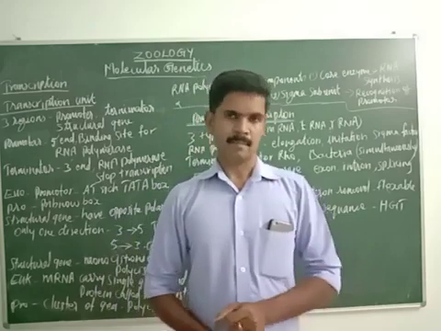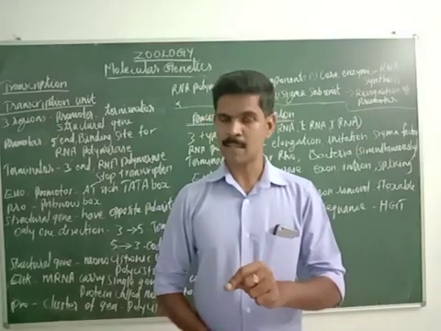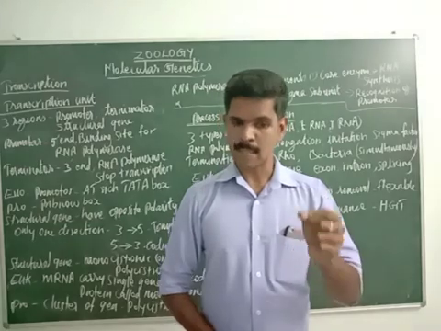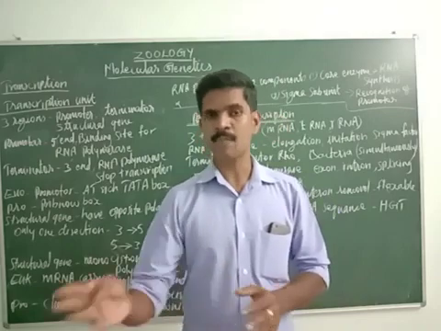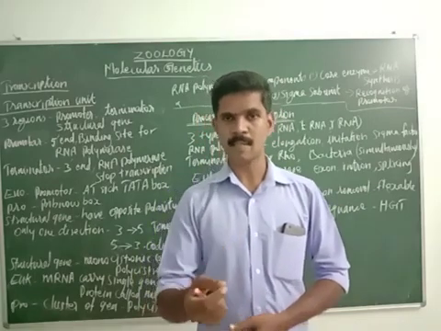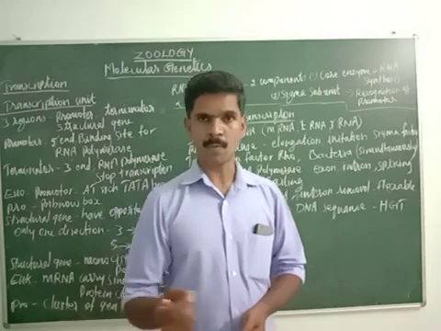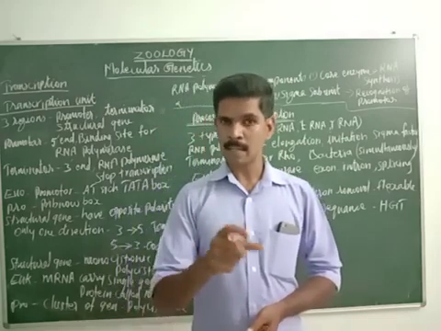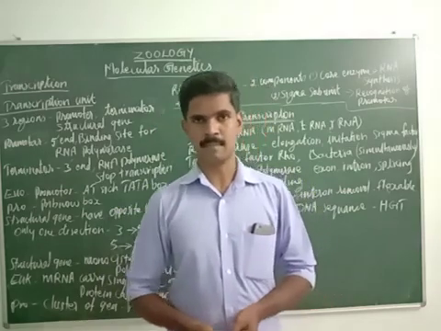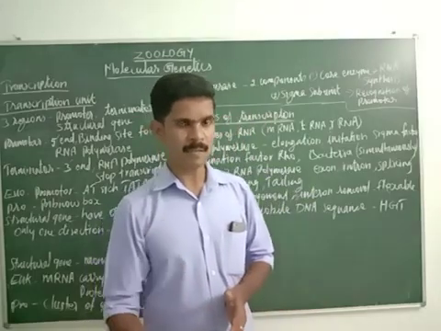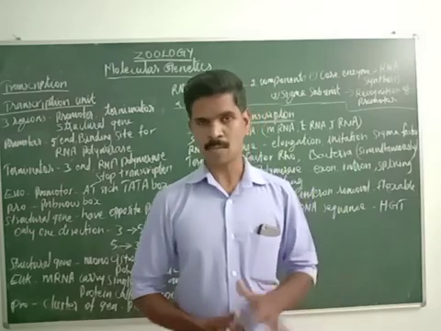Then next point: a single gene can produce different proteins by arranging its exons in different ways. Actually, usually a single gene produces a single protein, but sometimes a single gene can produce different proteins. How is it producing different proteins? The single gene arranges its exons in different ways, and finally that single gene can produce different proteins. Hope you understood this point.